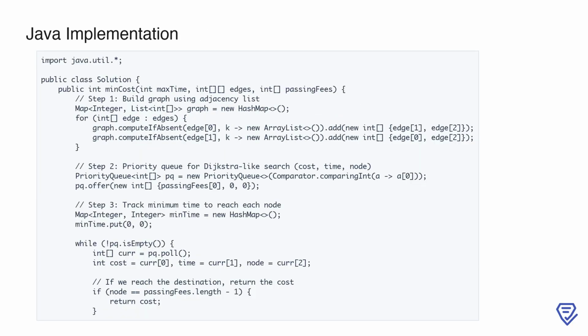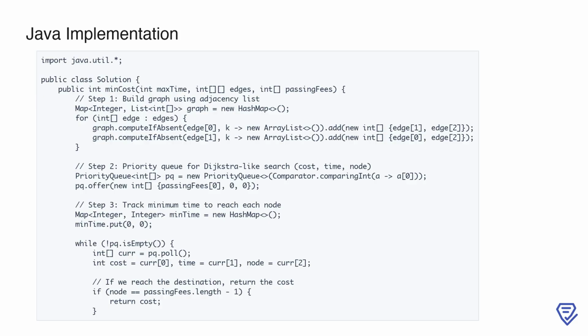Here, we start by defining the min_cost method that takes the maximum allowed time, the edges of the graph, and the passing fees as inputs. The first step is to build the graph using an adjacency list, where each node is mapped to a list of its neighbors along with the travel time to reach them.